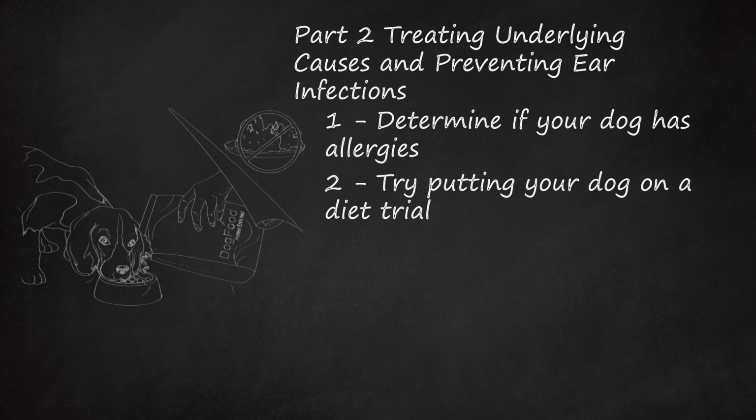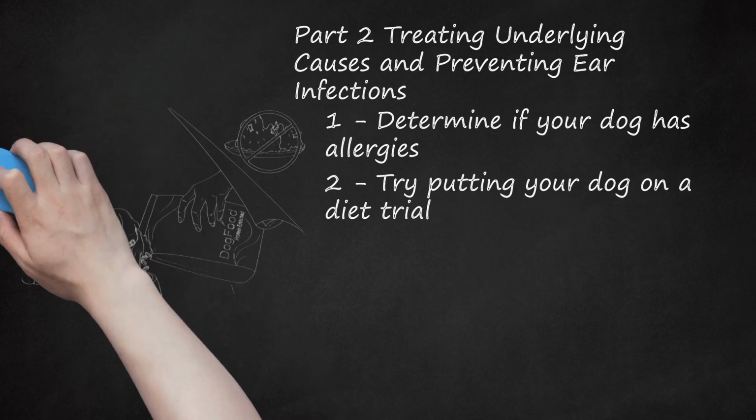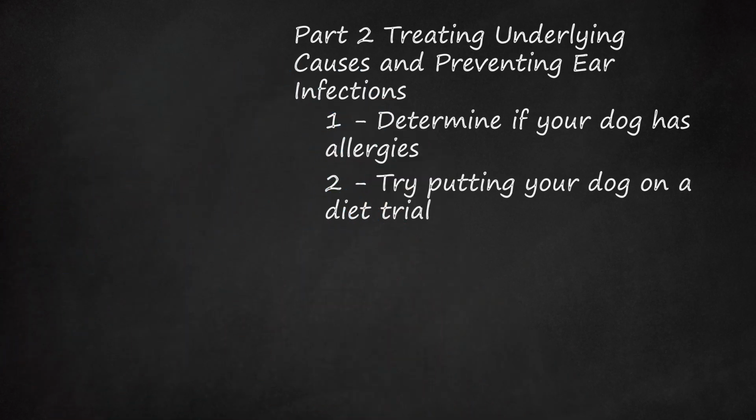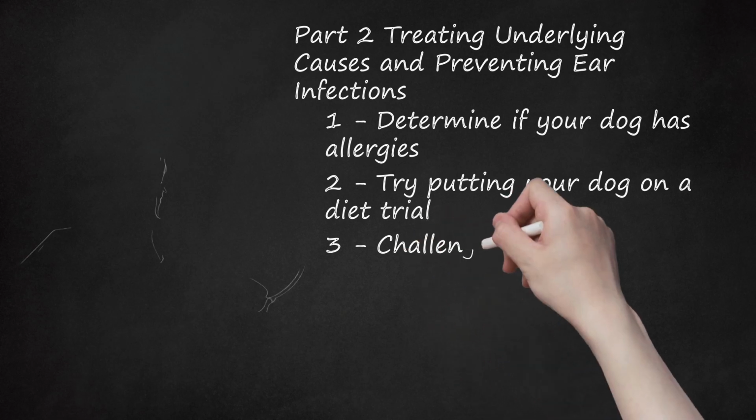This may help to determine if food proteins are the problem and home in on which are culprits. The best novel protein diets are prescription formulas because they will have the least likely chance of cross-contamination with other protein sources, but they are often the most expensive choice. 3. Challenge your dog's diet.